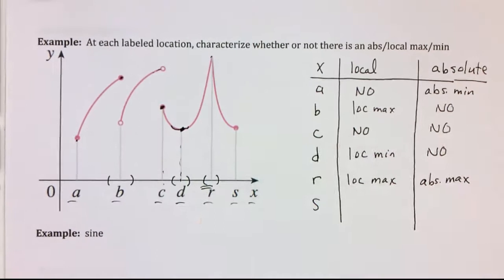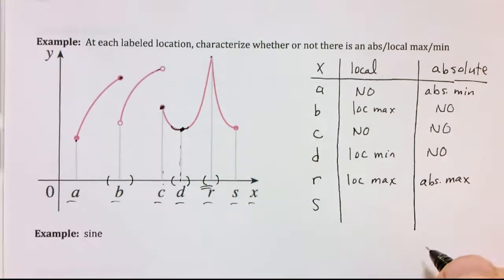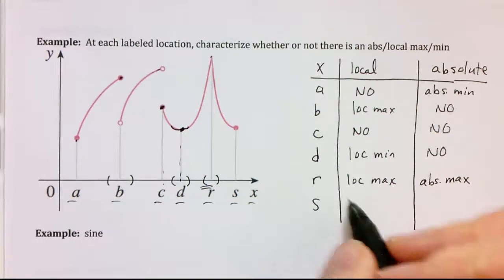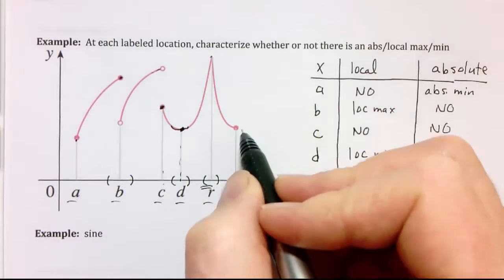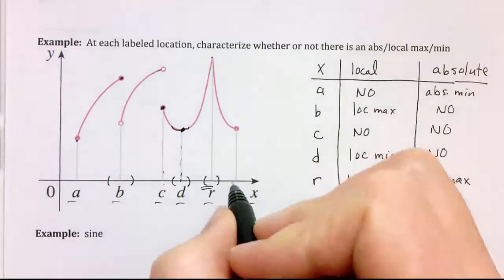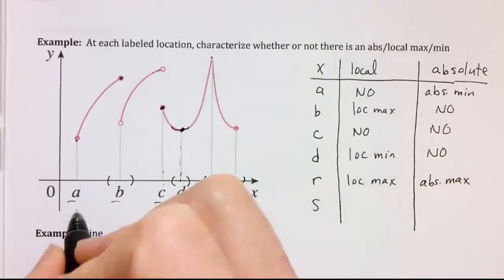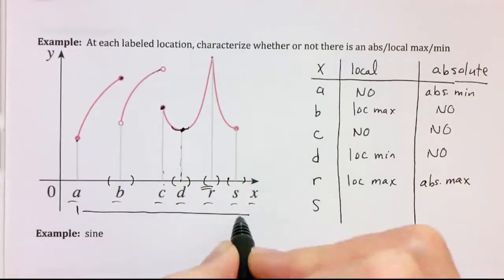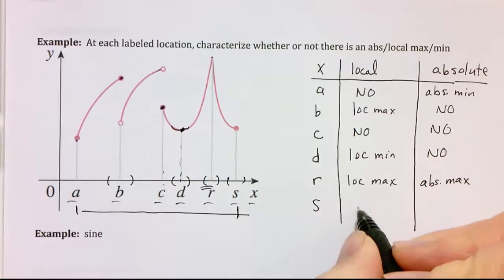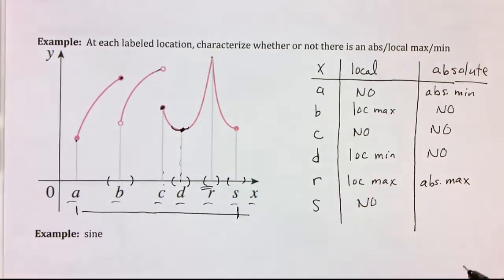What about S? S is neither a local min nor an absolute min. It's not a local min. It's the smallest guy nearby, but it's not the smallest guy in an open interval containing S, because it occurs at an endpoint of the domain. It can't be a local max or a min. And it's also not an absolute max or an absolute min because there are larger and smaller function values.